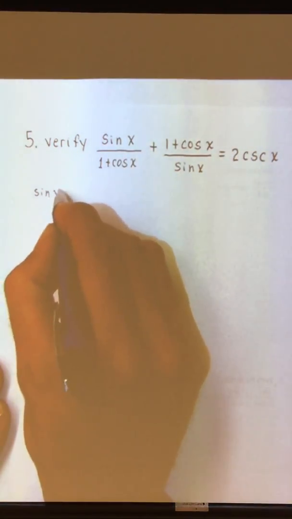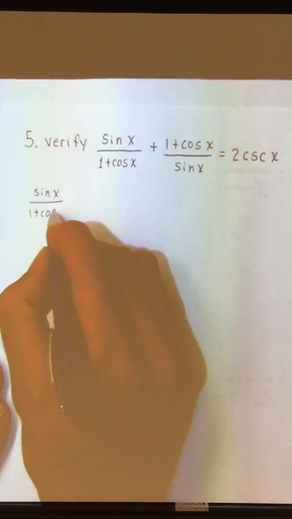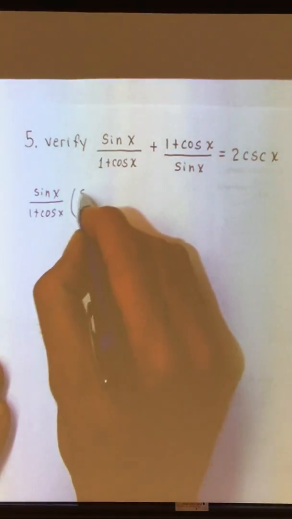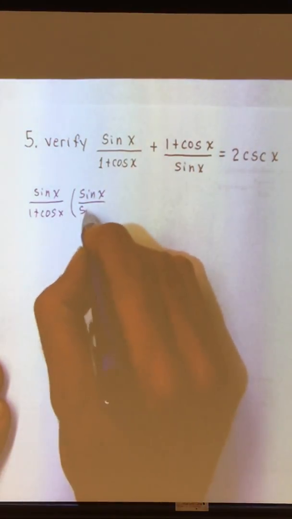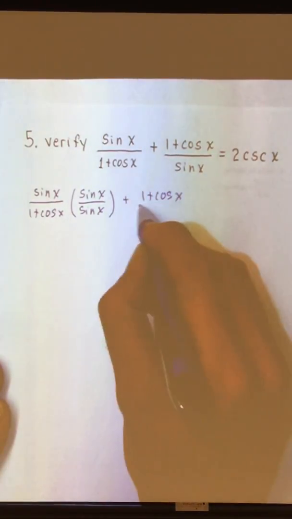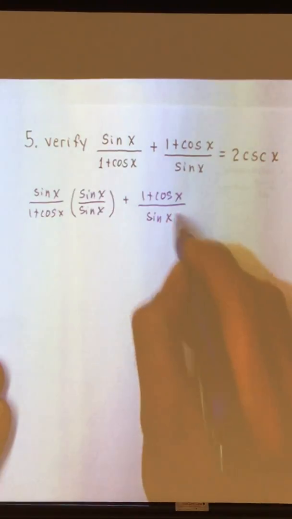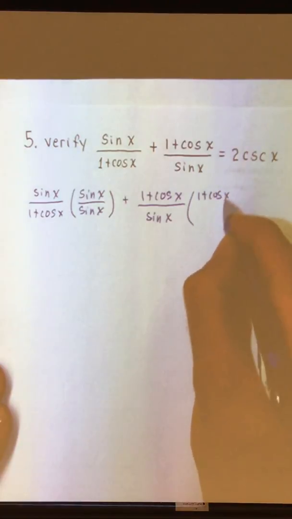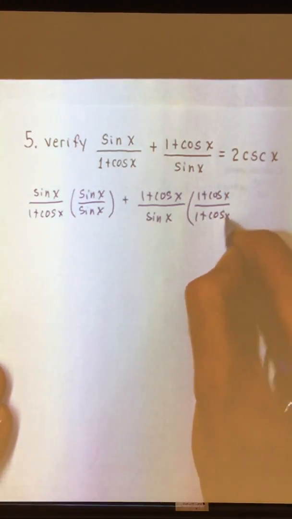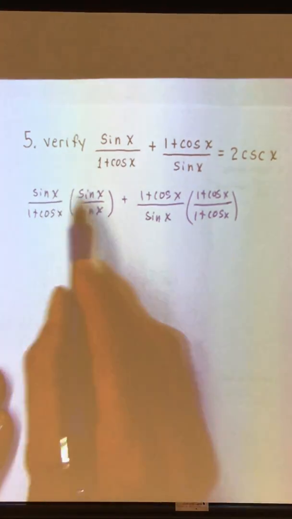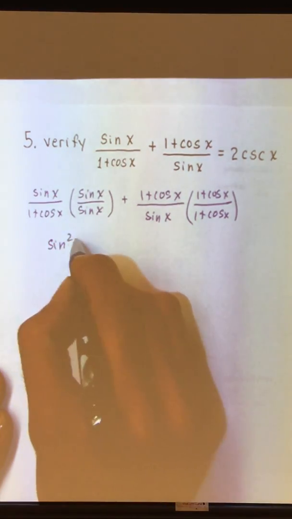So rewrite this first fraction. My common denominator will be the product of the two. So this fraction gets multiplied by sine of x over the sine of x. And this fraction here needs 1 plus cosine x in the denominator. So we'll multiply by 1 plus cosine x divided by 1 plus cosine x. So we are multiplying each fraction by 1, which does not change its value, but it will change how it looks. Multiplying here, we'll have sine square in the numerator.